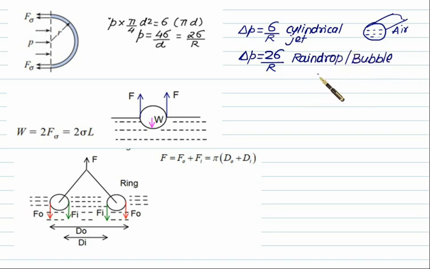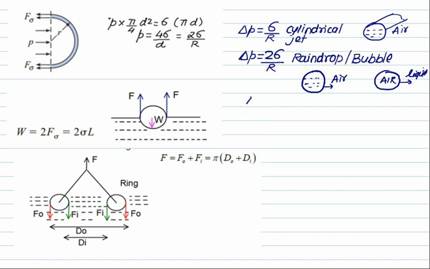In the case of a raindrop, we have a spherical drop of water surrounded by air. So in this case, the film is stretched on one side only. In the case of a bubble, we have air inside and liquid outside. So this time also the film is stretched on one side only.